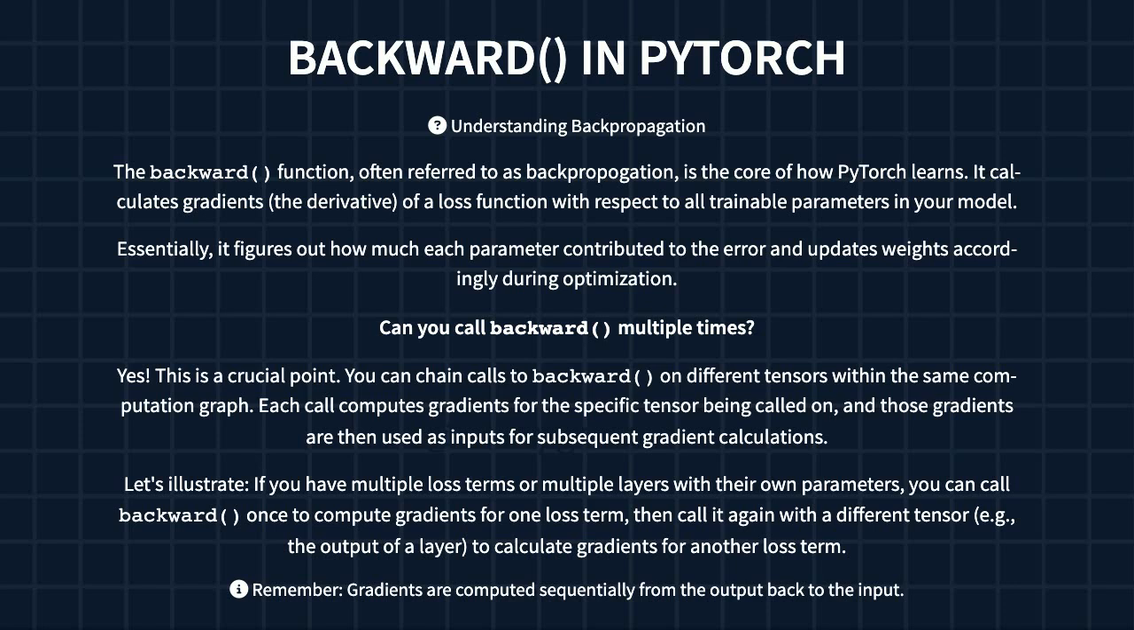Now, a really common question in interviews is whether you can call backward multiple times. And the answer is yes. It's totally valid and actually quite useful. You're not limited to just calculating gradients for one loss at a time. You can chain calls, meaning you compute the gradients for one tensor, and then use those gradients as inputs when calculating gradients for another tensor in your network. This lets you handle multiple loss terms or different parts of the model independently.